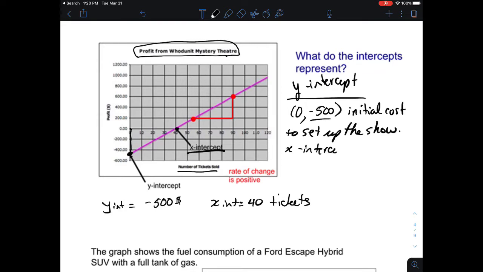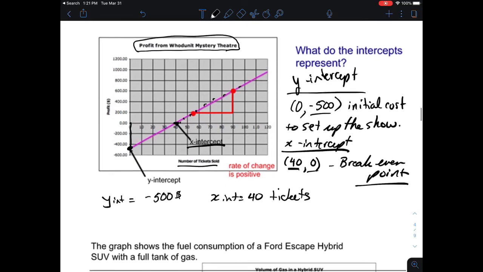The x-intercept is at 40. And if I think about that point, when I've sold 40 tickets, the profit is 0. So this is really telling us when we break even, the break-even point. So if I'm running this theater, I want to sell at least 40 tickets so that I don't lose any money. And then after that, you can see the profit is now into positive numbers.